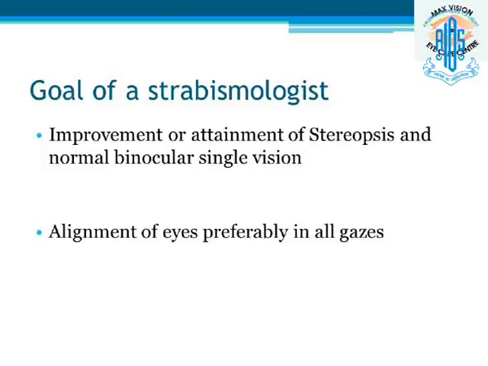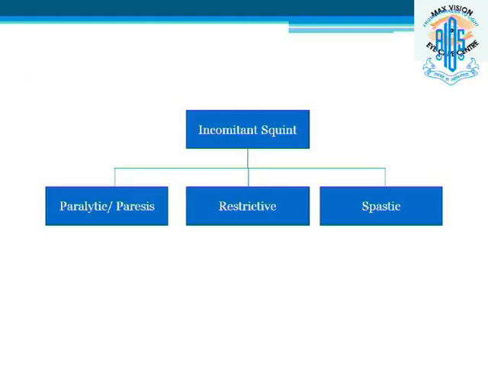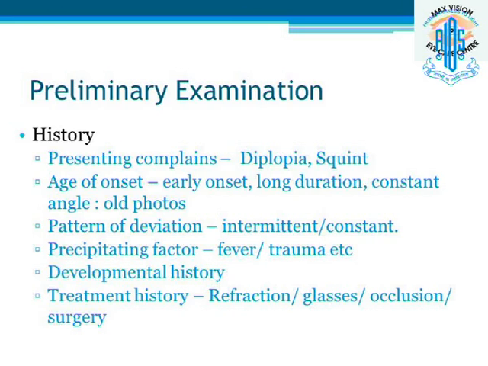A goal of the strabismologist here is to improve or attain the stereopsis or normal binocular single vision and alignment of eyes, preferably in all gazes. The incomitant squint could be paralytic or paretic, restrictive or spastic. The examination begins with history taking, where the patient has complaints of diplopia or squinting of the eye.